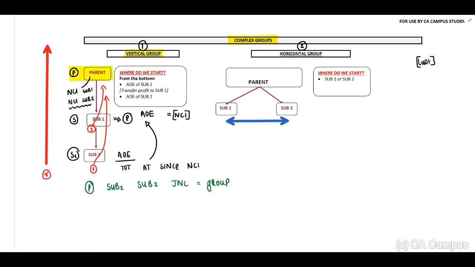Now let's refer to our horizontal group. In a horizontal group, we have a parent entity that controls one subsidiary as well as another subsidiary. Therefore, where will you start? It does not matter, guys, either one or two, because you need to include this directly into your group. Okay, so it's not difficult. A horizontal group is easy. Your vertical group is your problem child. Again, guys, before you attempt group questions, you need to plan.